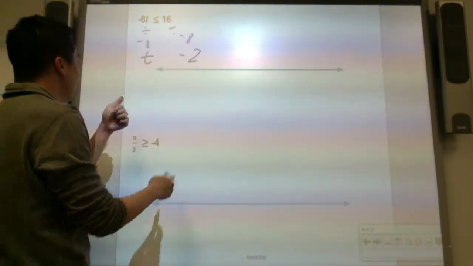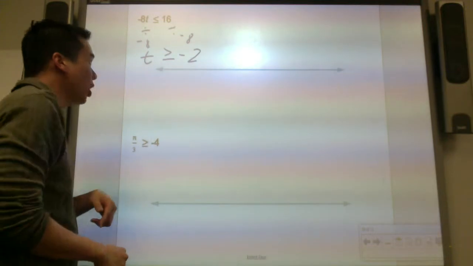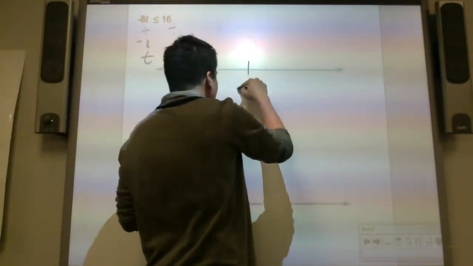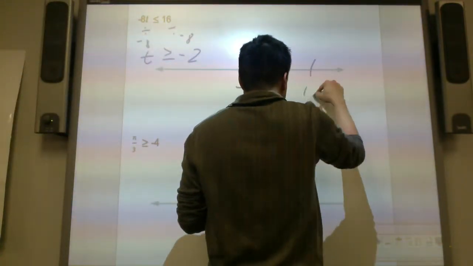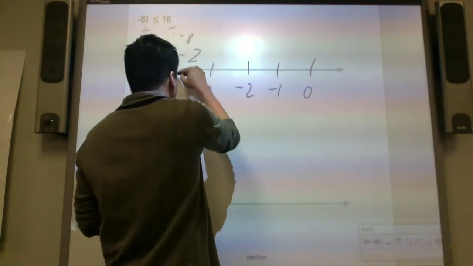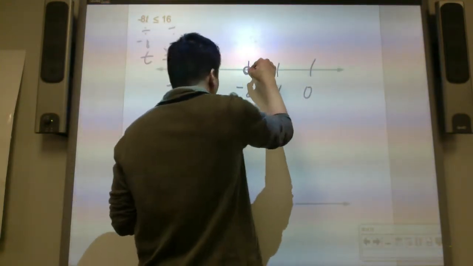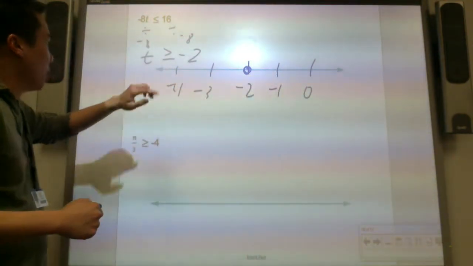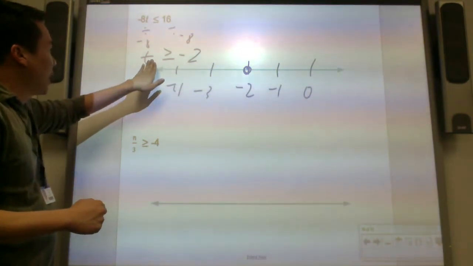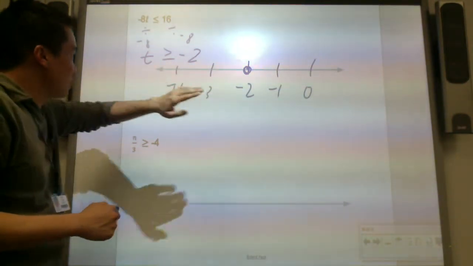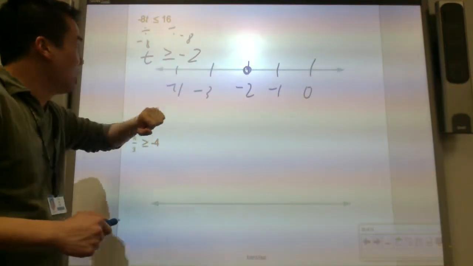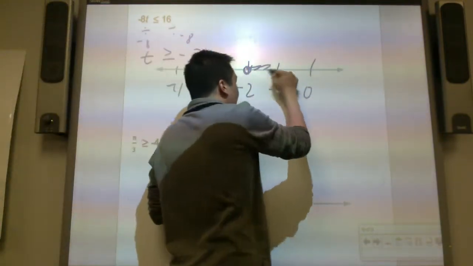So I need to flip-flop our inequality sign. So it's negative 2, negative 1, 0. That'd be negative 3, negative 4. Negative 2 is a closed dot because it's equal to. What numbers are greater than or equal to negative 2? 0 is greater than negative 2. Negative 1 is greater. So it faces to the right.